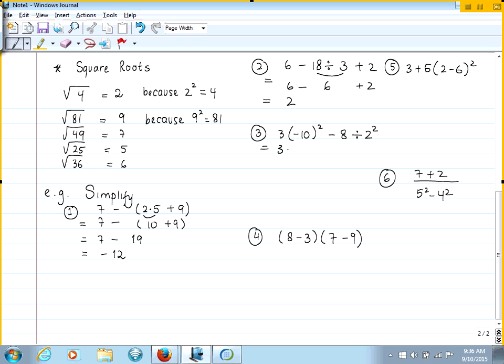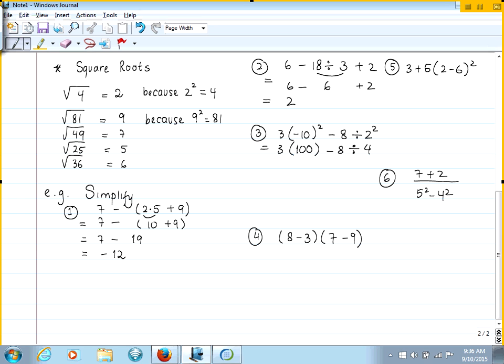All right. Now number 3, which one do we do first? Exponent. So copy the other one. So 3 minus 8 divided by, now we're only doing the exponent. What is negative 10 squared? Positive 100. So what am I supposed to do with my 100? Parentheses? Yes, it's multiply. How about these 2 squared? 4. All right. Good. No, it's positive 100.